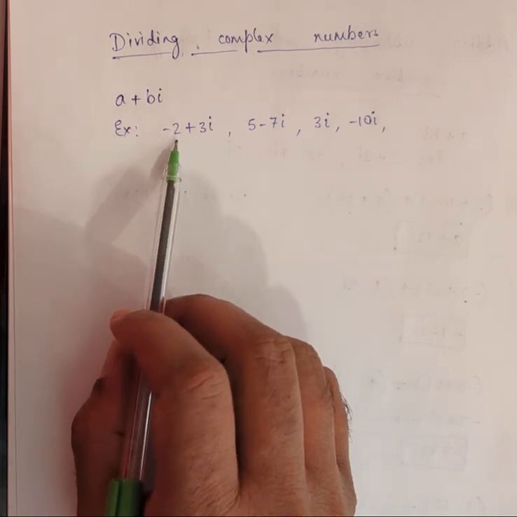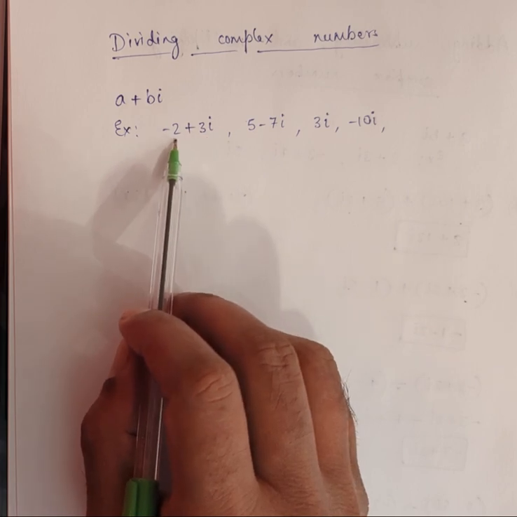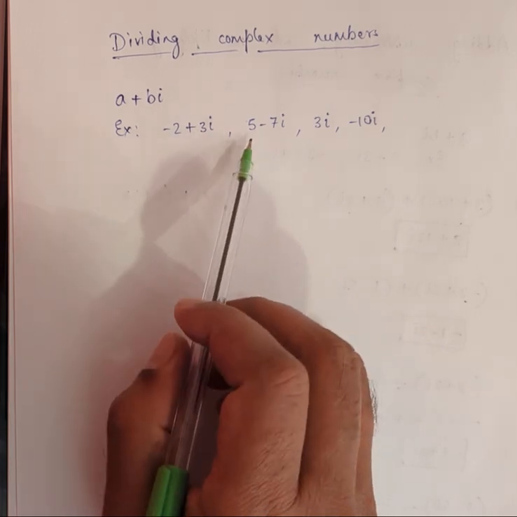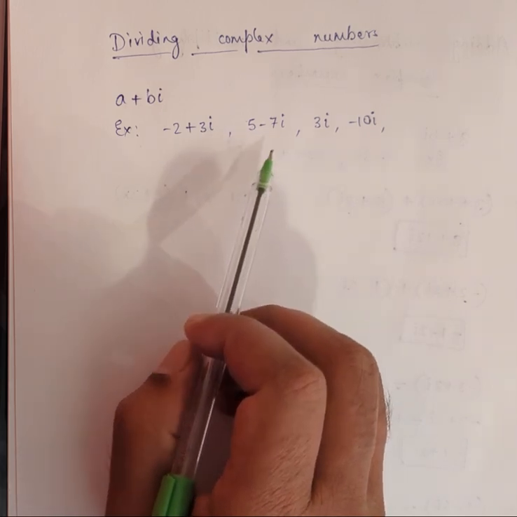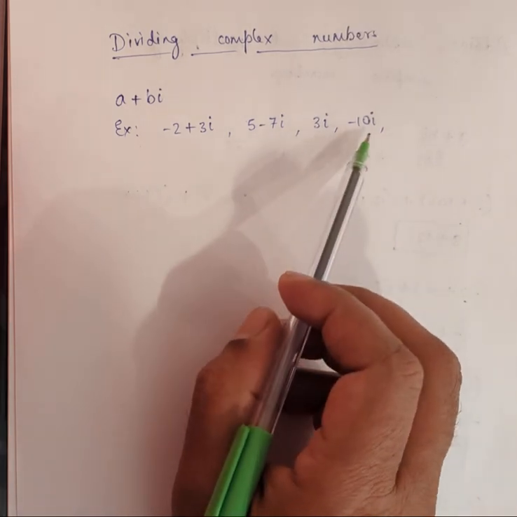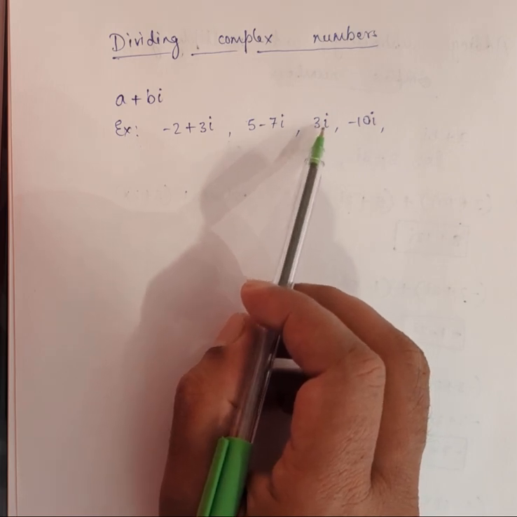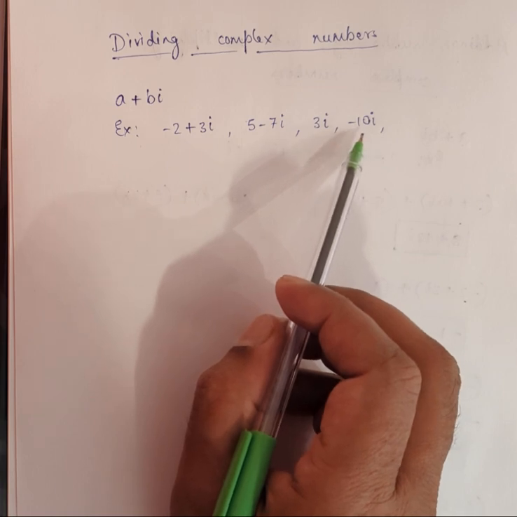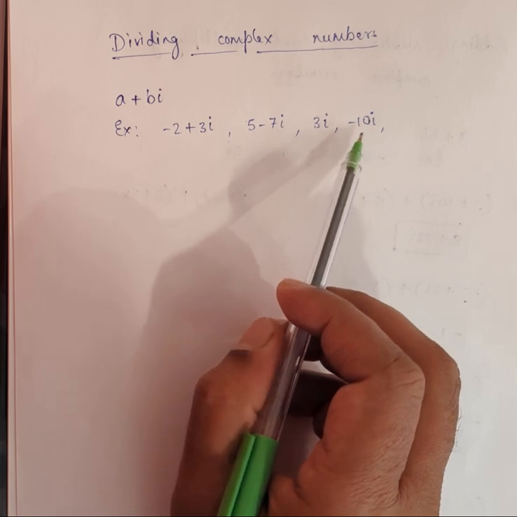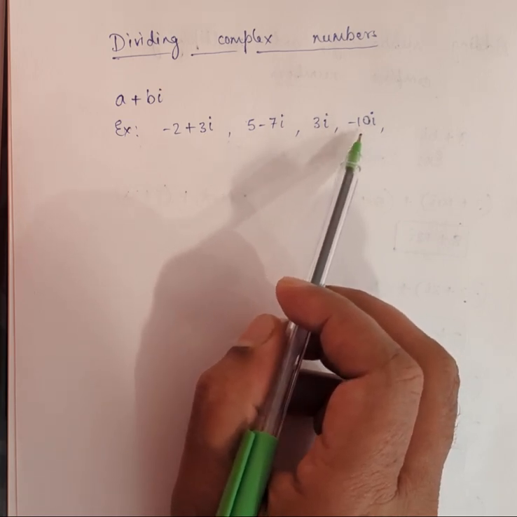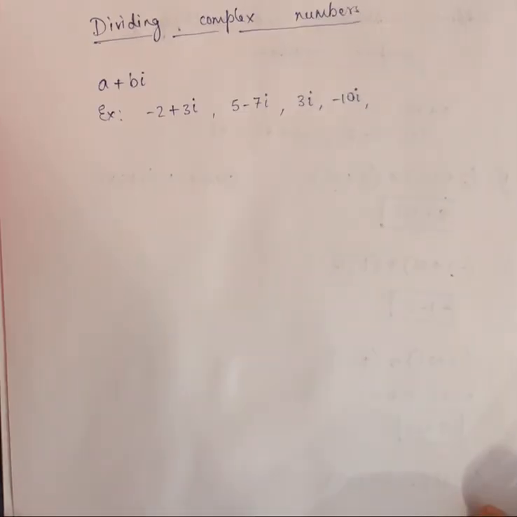Now I want to see this as a binomial because it has two terms, negative 2 and 3i. Here, this is again a binomial with 5 and negative 7i, but these are monomials, 3i and negative 10i. Look, I'm not adding or subtracting anything in this particular expression. And same thing here. Even though there is a negative 10, it's not subtraction. It just happens that the coefficient of i is a negative number, which is negative 10. So let's keep that in mind.